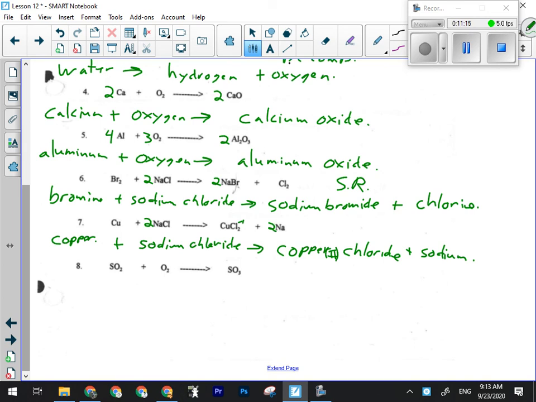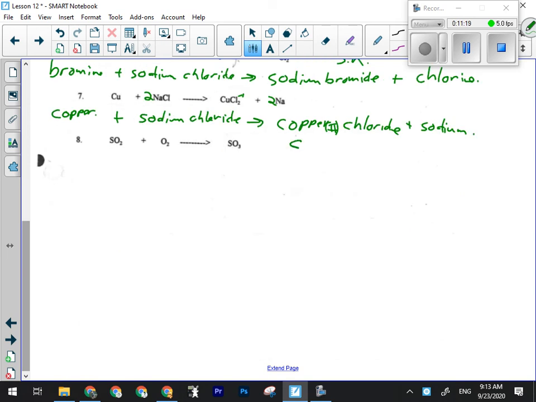Okay, number 8. We already talked about it. It is a synthesis reaction because it only has 1 product. Okay. The stuff that's in it is a bit tricky for naming. Okay, SO2 is a molecular compound, sulfur dioxide. Okay, it's reacting with oxygen.